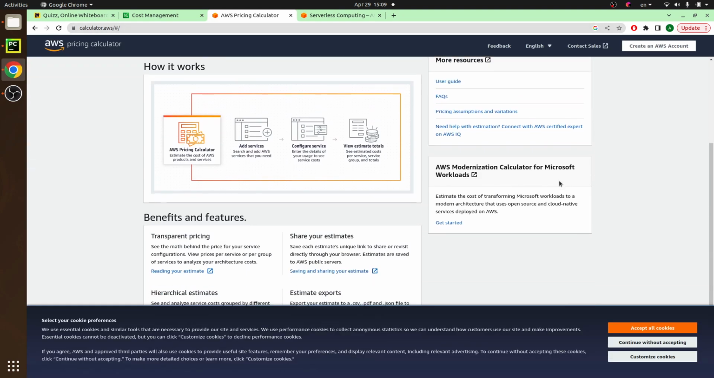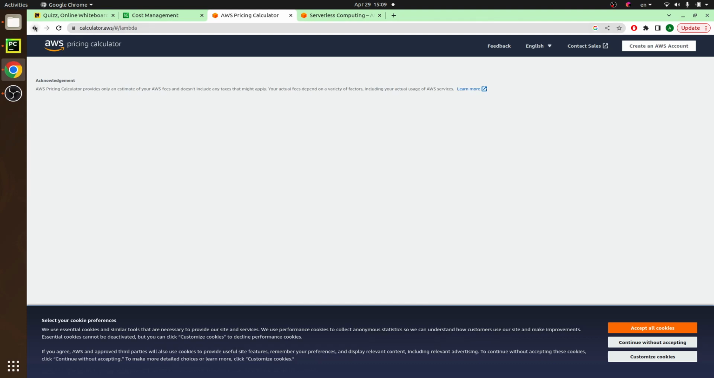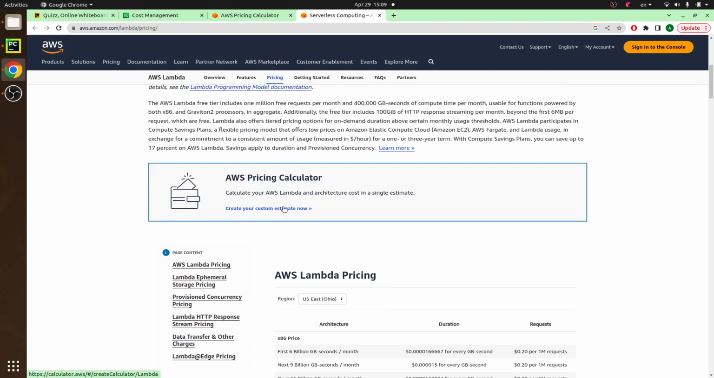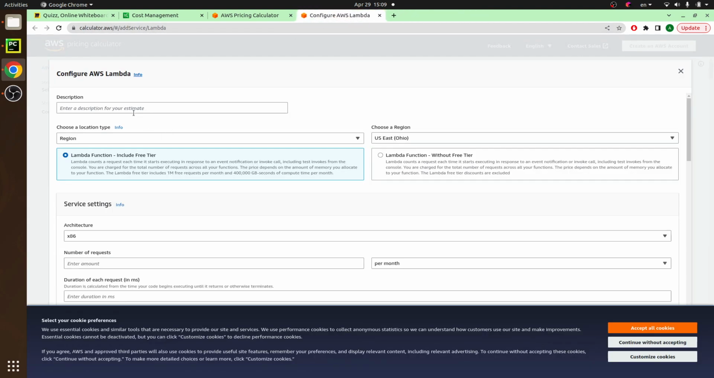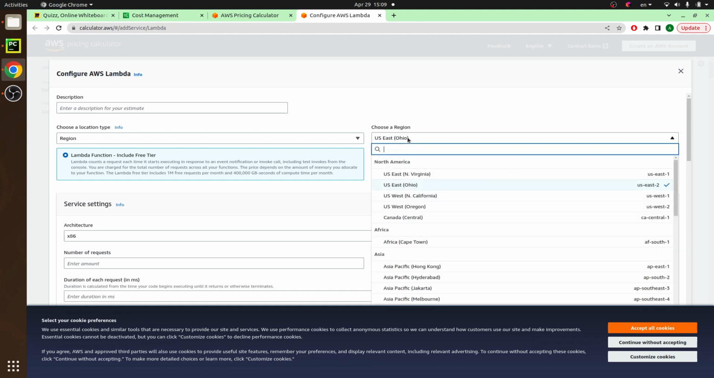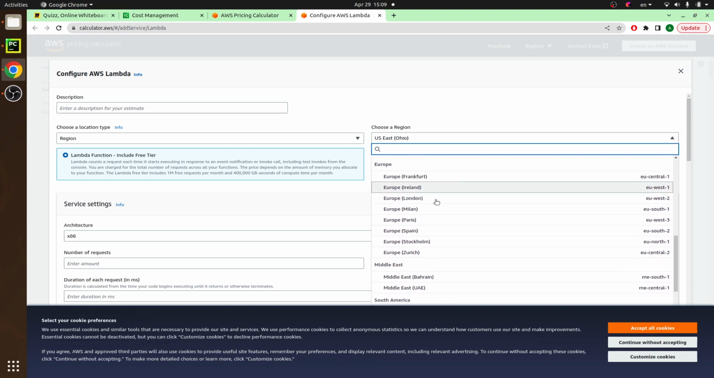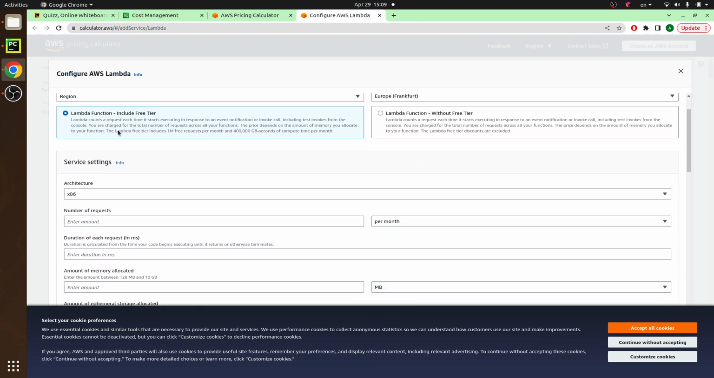And I should start by selecting the service. The service should be Lambda. Could I provide it this way? No, this doesn't work. Yes, this should be it, AWS pricing calculator. I should be more specific. It should be about AWS Lambda. And I start with the region. Let me find it, Europe Central. Yes. And this Lambda includes the free tier. That's why it didn't cost a penny.